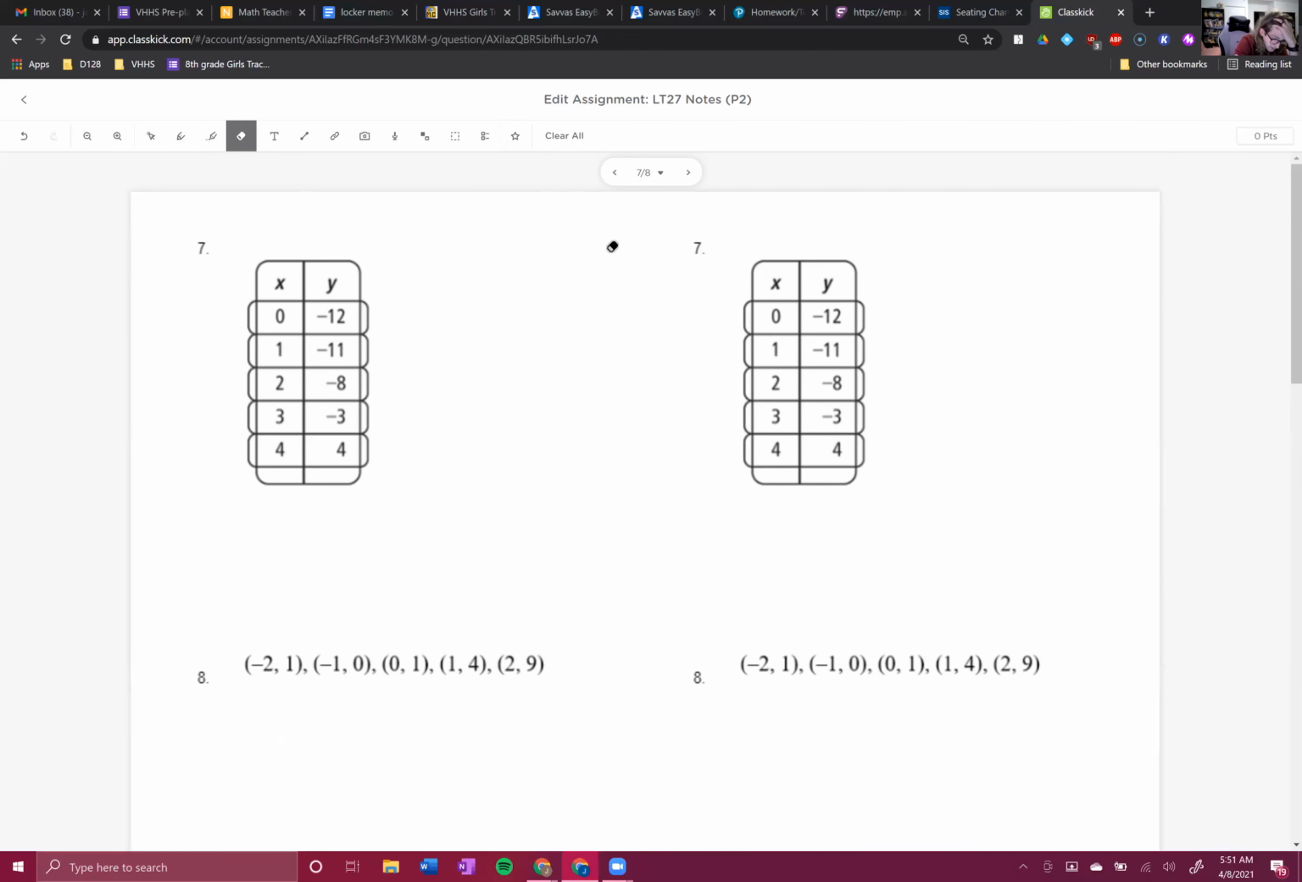But here I go. I'm not going to write the X difference because they're the same in number 7. Negative 11 is 1 bigger than negative 12. Negative 8 is 3 bigger than negative 11. Negative 3 is 5 bigger than negative 8, and 4 is 7 bigger. These are not the same, so it's not linear. But if you look at the second difference, 3 is 2 bigger than 1. 5 is 2 bigger than 3. 7 is 2 bigger than 5. Quadratic.